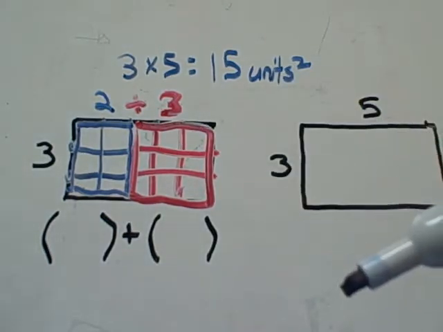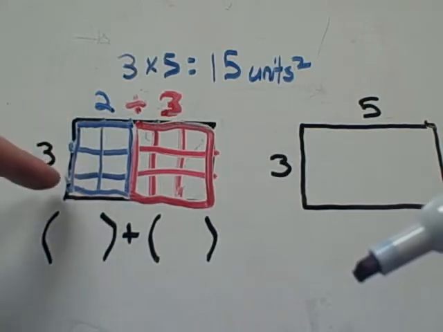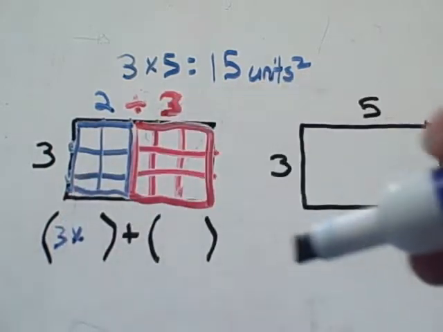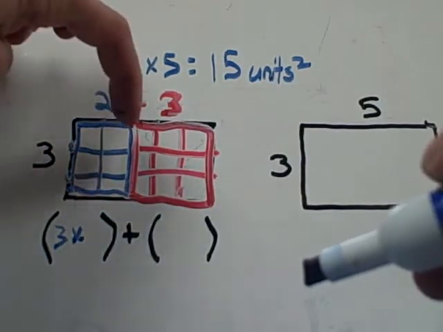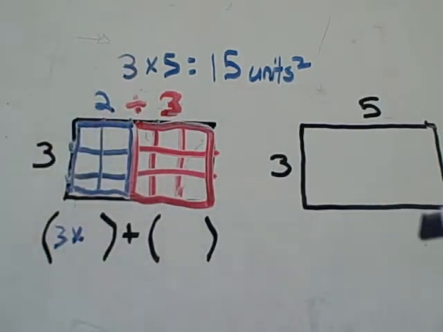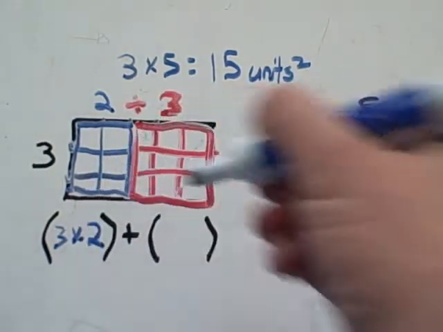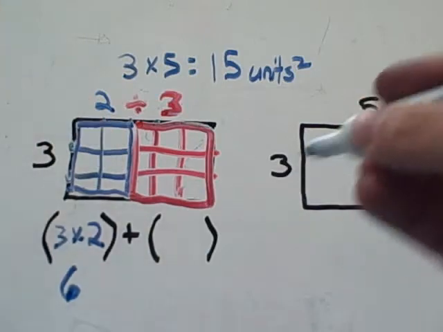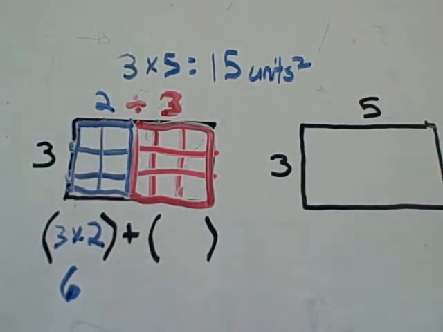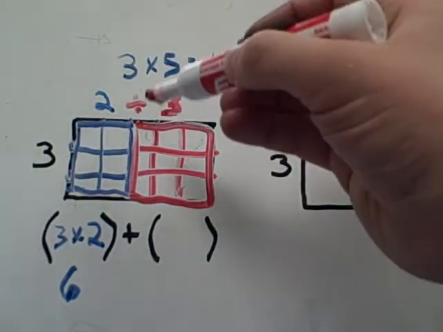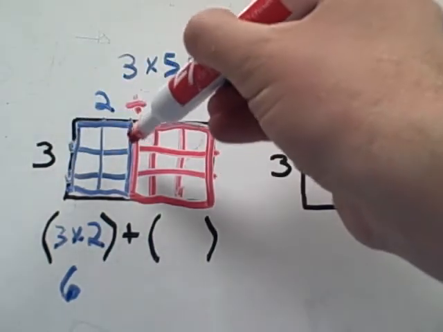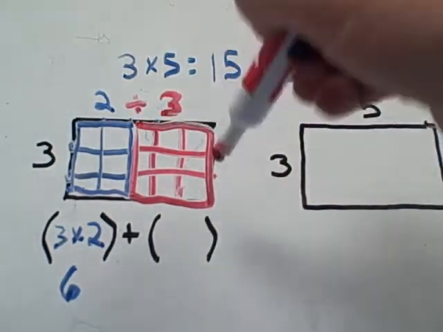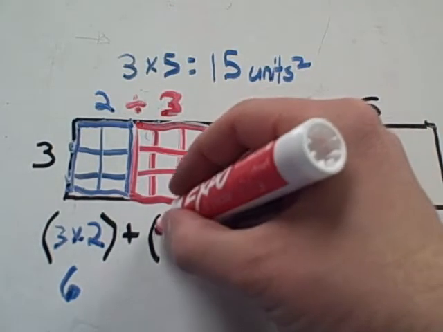What are the dimensions? Well, now the length is 3 and the width is 2. And what's 3 times 2? 6. 1, 2, 3, 4, 5, 6. Let's try the red one. The length is still 3. 1, 2, 3. And the width is 3. 1, 2, 3. And 3 times 3.